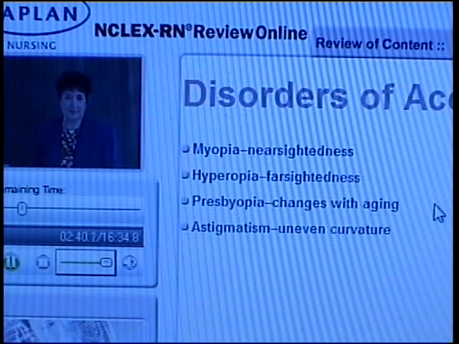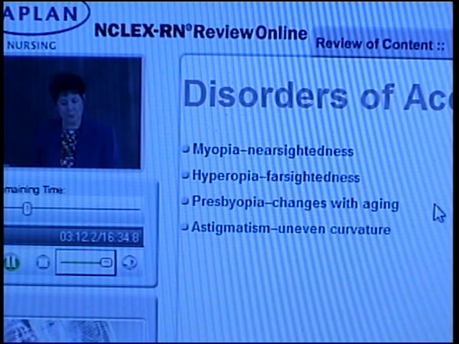The second type of disorder of accommodation is hyperopia. These are far-sighted patients. They can see clearly far, but they have difficulty or blurred vision when they look up close. Another disorder of accommodation is presbyopia. This happens to most of us after we're 35 years old due to changes from aging. The last disorder of accommodation is astigmatism. This is a result of uneven curvature of the lens, and there's decreased acuity both for near and far vision.